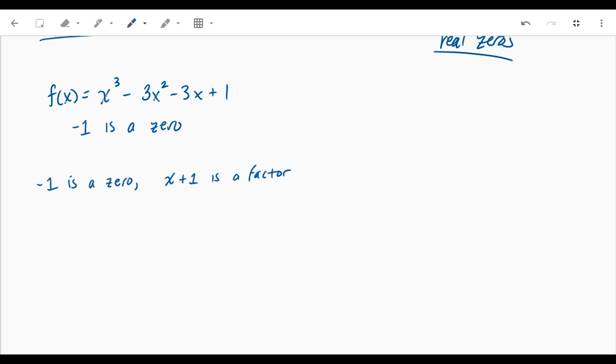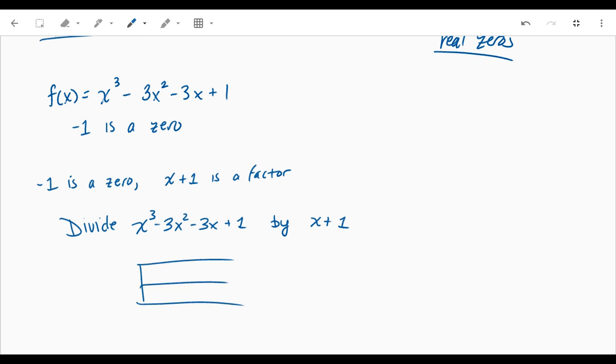So I'm going to divide x cubed minus 3x squared minus 3x plus 1 by x plus 1. And I know it will go into it evenly because I was told that negative 1 is a 0, which means x plus 1 is a factor. So I'm doing x plus 1, and my goal is x cubed minus 3x squared minus 3x plus 1. So I put my x squared here to get the x cubed.